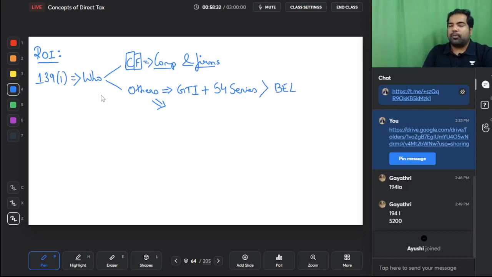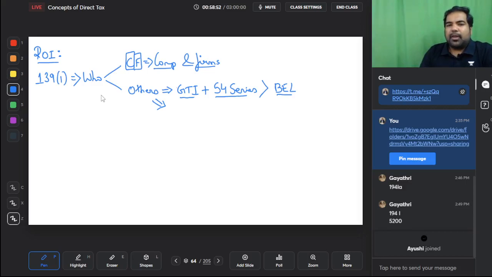So remember this formula. When their gross total income, guys, generally gross total income feels very neglected. It feels like a stepchild because no one uses it to calculate tax. But now we are using it, we are giving it importance. So GTI plus your 54 series exemptions should be greater than basic exemption limit.